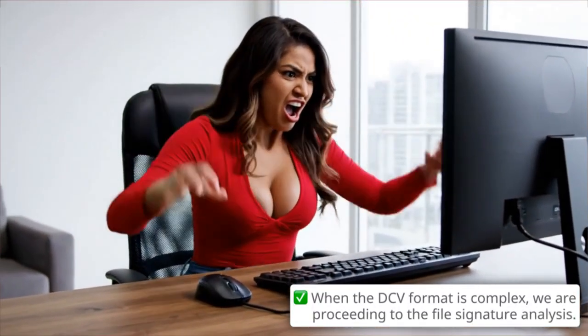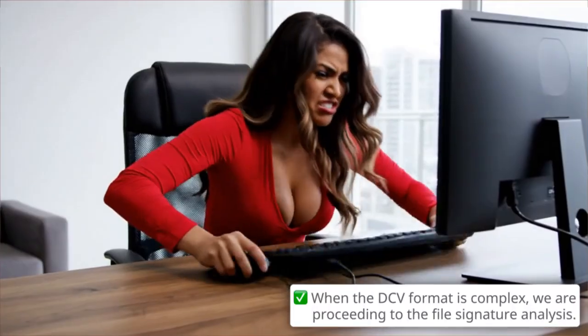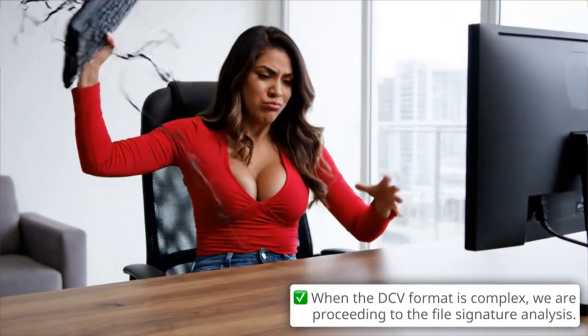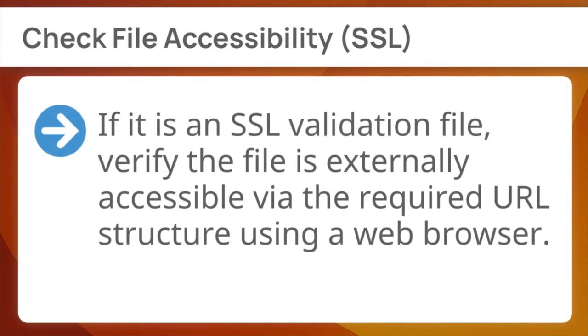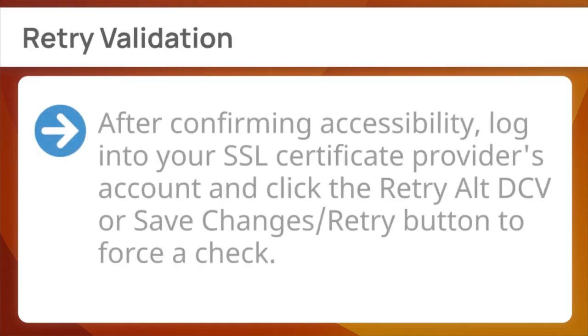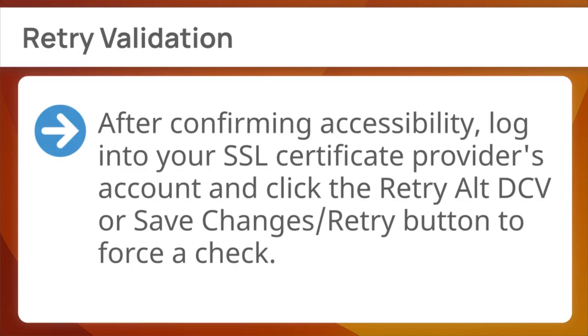Before we implement the universal tool, here are the technical causes that lead to this persistent DCV problem. First, check file accessibility, SSL. If it is an SSL validation file, verify the file is externally accessible via the required URL structure using a web browser. Next, retry validation. After confirming accessibility, log into your SSL certificate provider's account and click the Retry Alt DCV or Save Changes / Retry button to force a check.